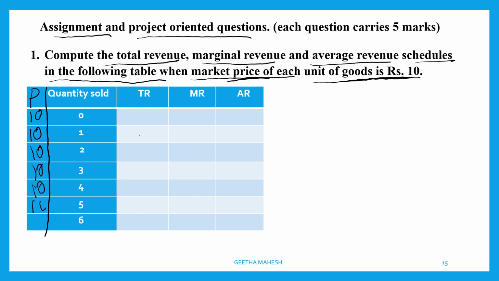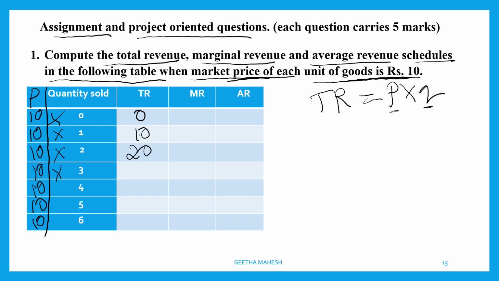So, then how will you calculate total revenue? And we know the formula for total revenue. Total revenue is price into quantity. How much quantity you are selling into the price of the product. If you multiply, you will get a total revenue. Here you can consider multiplication of this. 10 into 0, you will get a 0. 10 into 1, 10. 10 into 2, 20. 10 into 3, 30. 10 into 4, 40. 10 into 5, 50. Then 10 into 6, you will get a 60.